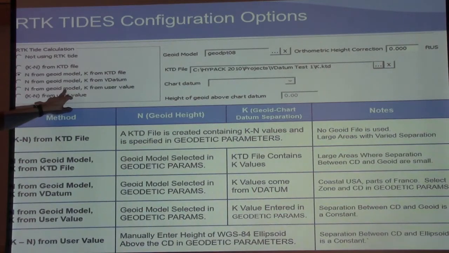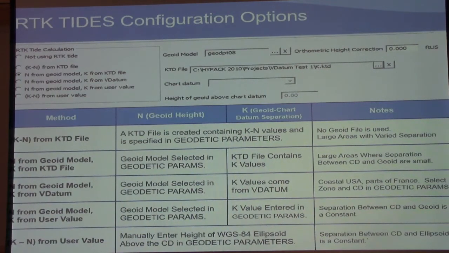Okay, and then probably the most common is the N from geoid model, K from user value, where you're manually correcting down to your local value. And if you're not using any of that and you just determine you've got your own separation for an area, you can check this option and do the K minus N from user value.